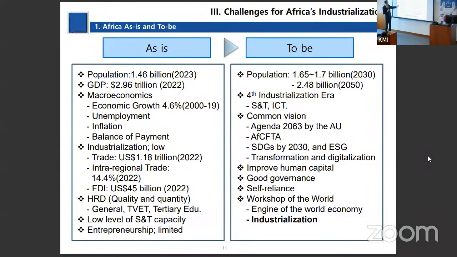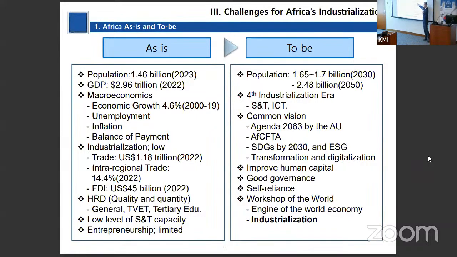Industrialization is very low, because a very small portion of the output comes from industries. Then HRD, human resource development. When you talk about human resource development, you always classify general education, secondary, technological and vocational education and training, and tertiary education, university. Very low. The science and technology capacity is very low. Entrepreneurship is very limited. African countries have big challenges, but they have a good ambition.